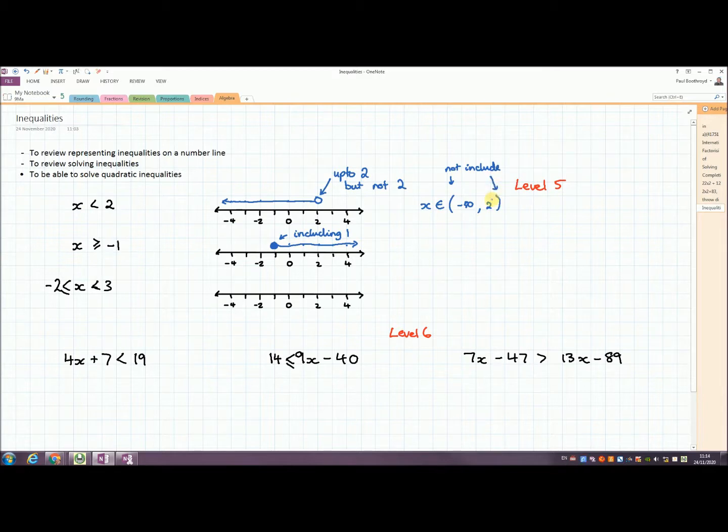If we come to this one, x is a member of the set of values from minus 1 all the way to infinity. So we don't include infinity, but to include a number, you use a square bracket. Okay. You never include infinities.